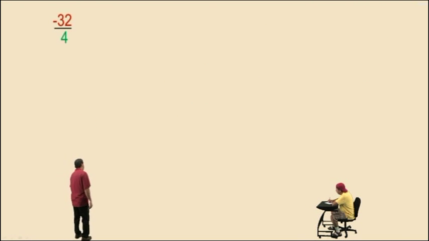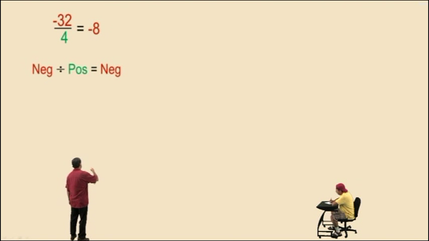Okay, let's look at negative 32 divided by positive 4. Well, negative 32 divided by a positive 4 has to be negative 8, because 4 times a negative 8 is negative 32. Notice a negative divided by a positive has to be negative. That's because the positive 4 times a negative 8 has to equal that negative 32.